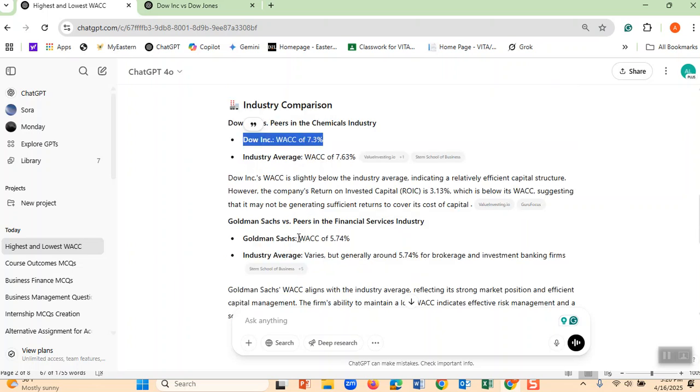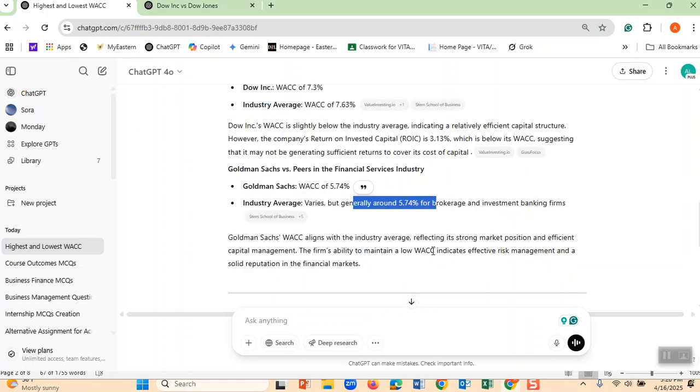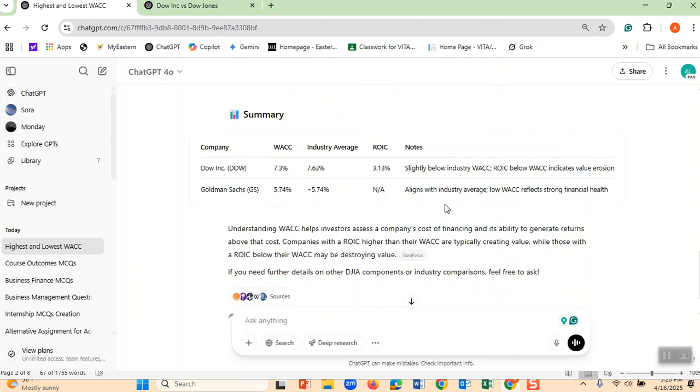And regarding Goldman Sachs, 5.74, industry average generally is 7.54. Therefore, they are doing right, consistent with the rest of the investment banks. And it has put here, and here it is. Dow Inc. weighted average cost of capital is 7.3%. In the industry average, meaning the chemical companies, usually they have 7.63. Slightly they have less return, a less cost of capital. And here Goldman Sachs is right at the target.